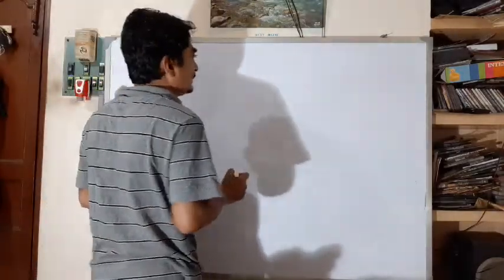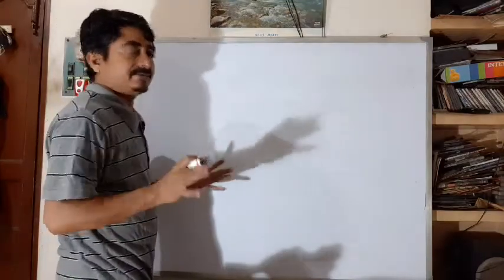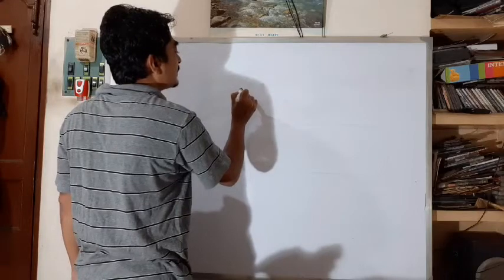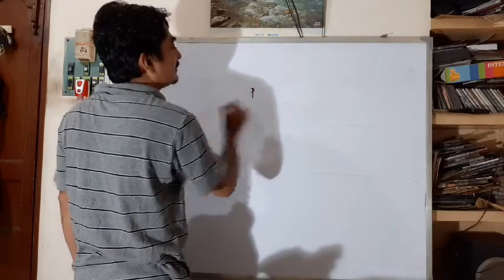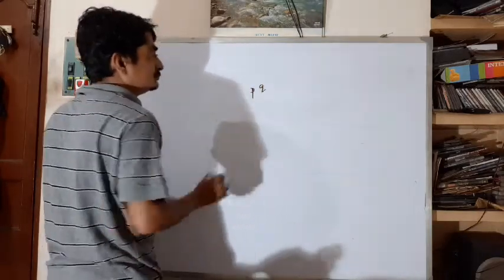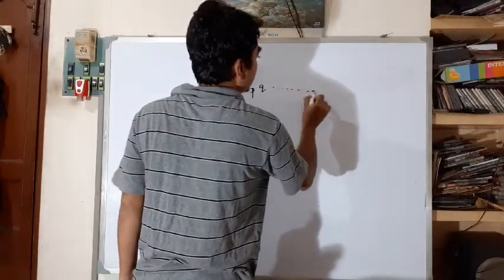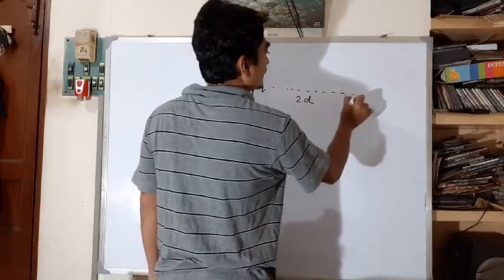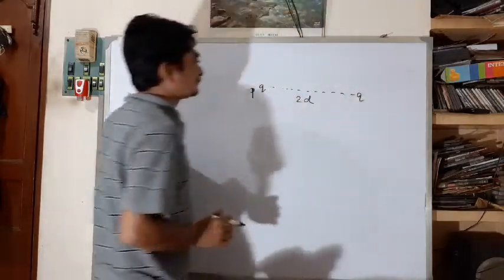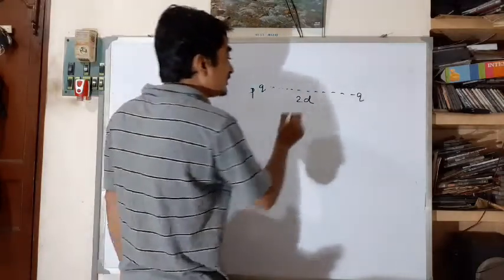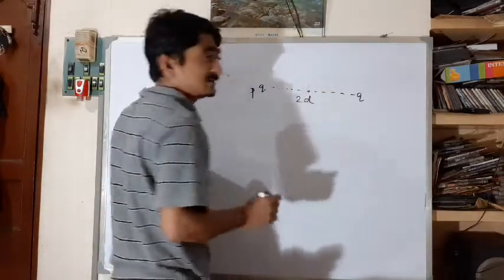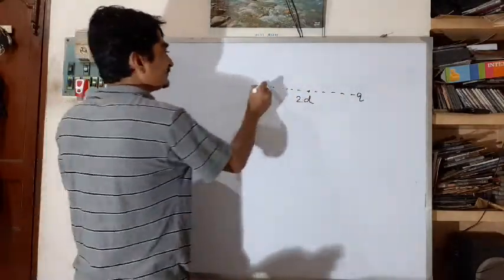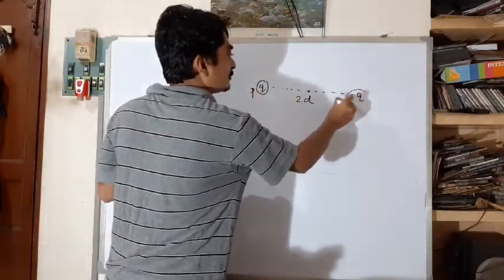Okay, let me start in such a way that you will figure it out very easily. Suppose we have a charge at point P, charge is Q, and from that, at distance D or 2D, whatever, minus Q charge is here. So what will be the potential at the midpoint? That is D from both charges, Q and minus Q.